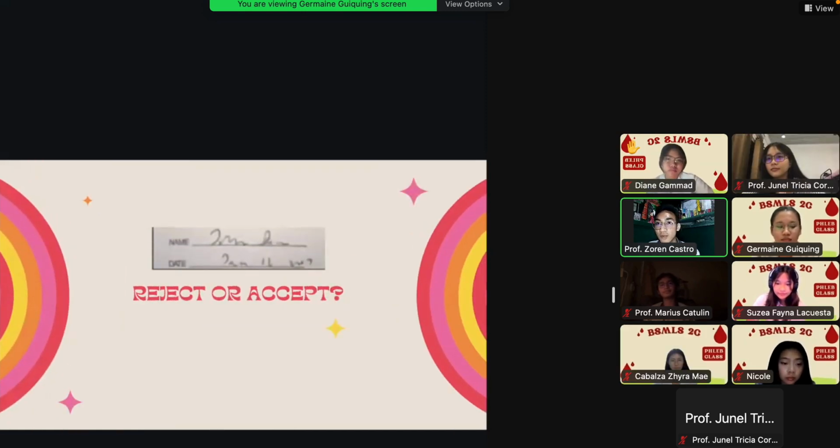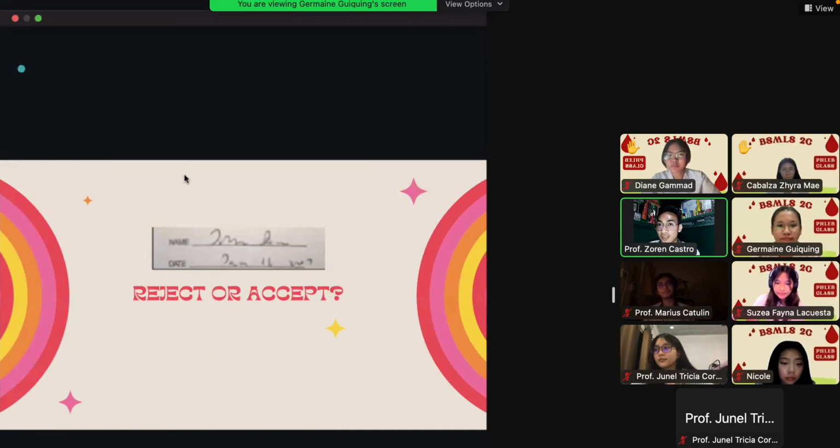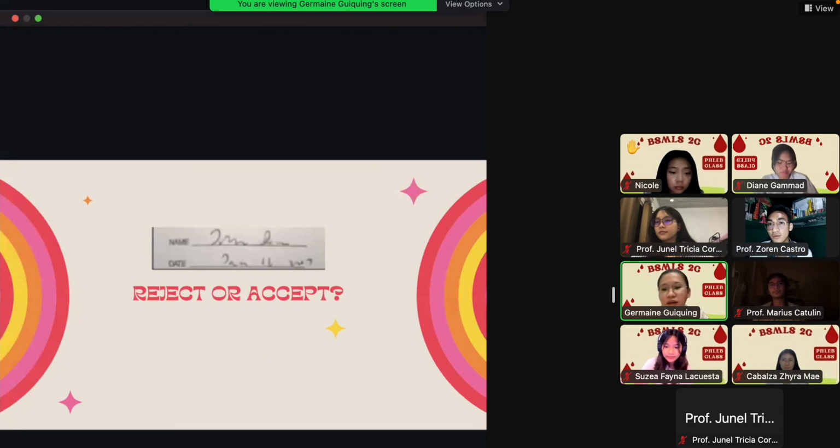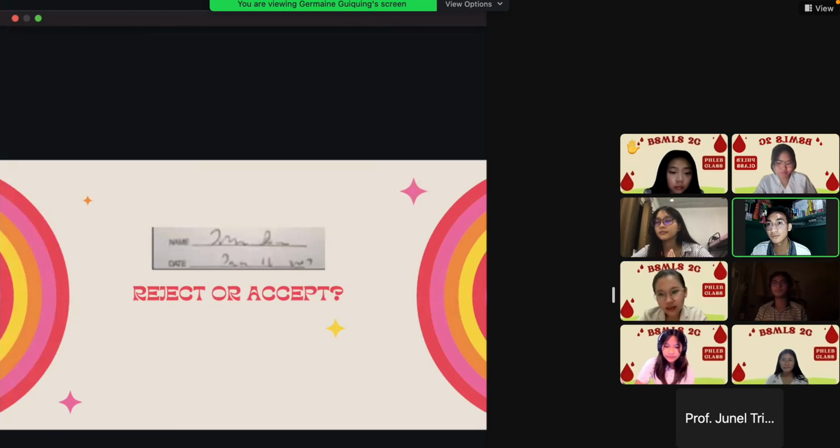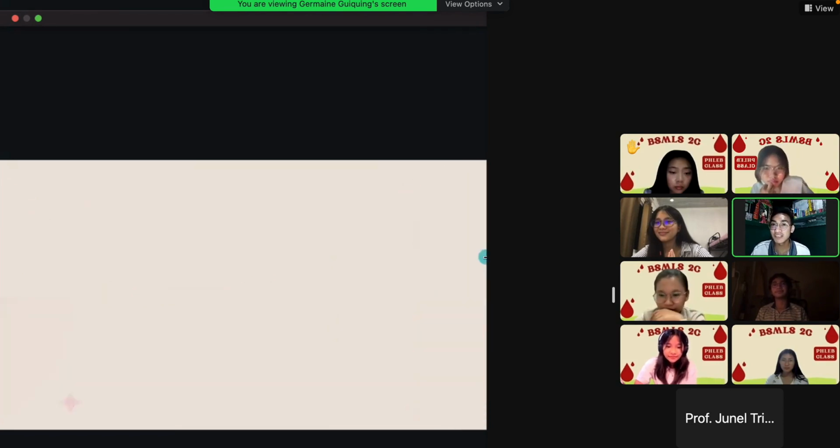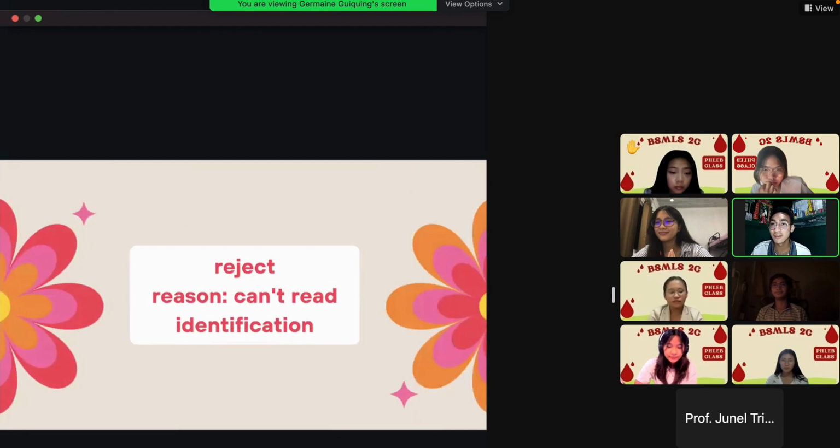How about this one? Yes, Miss Jada. Sir, reject po, kasi we can't read the text. Yes, I agree with that. Oh, so the correct answer would be rejected since the patient identification or what was written could be hardly read.